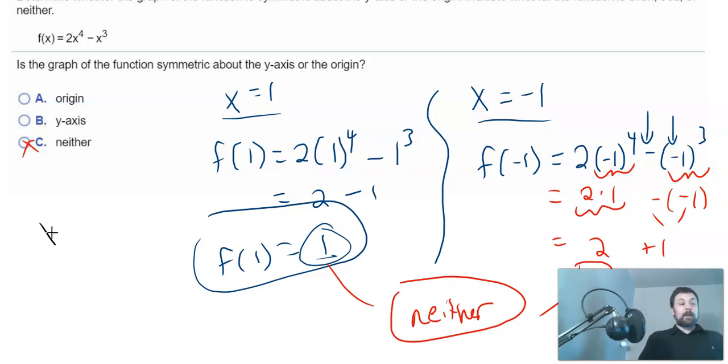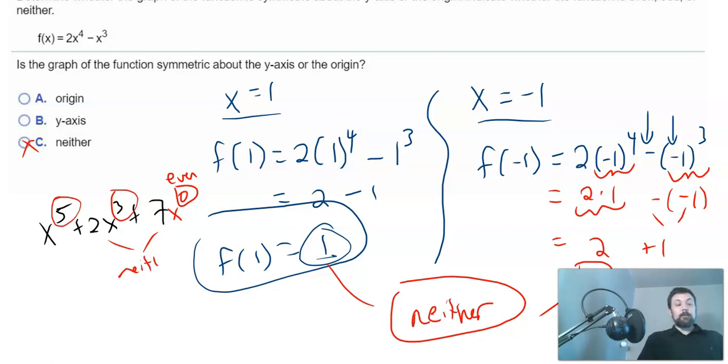So if you have like x to the 5th power plus 2x to the 3rd power plus 7, now this looks like it might be odd because of the odd powers, but this constant term counts as x to the 0 power, which is an even power. And so this actually would be neither again because it's mixed. You have odd and even powers. So be careful about those constant terms. They count as even powers of x for that shortcut.